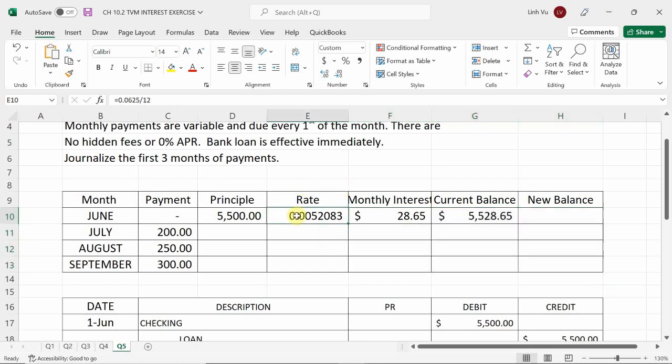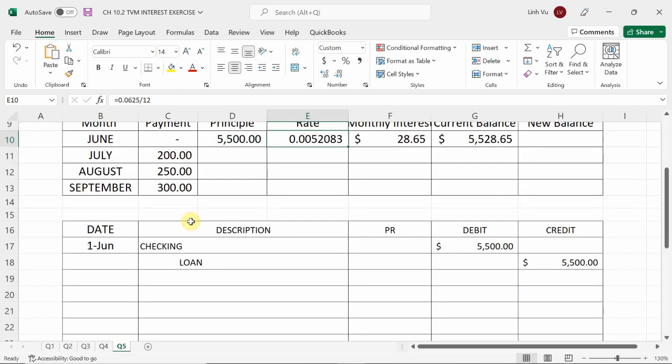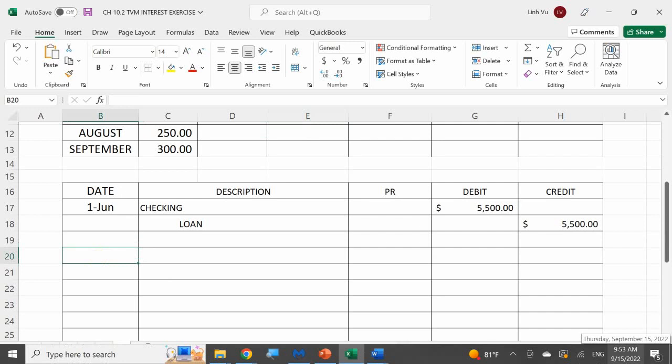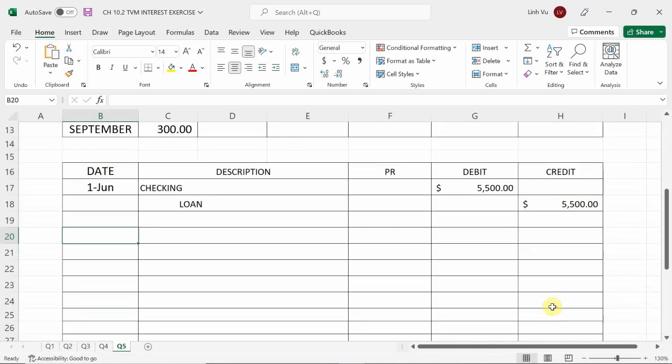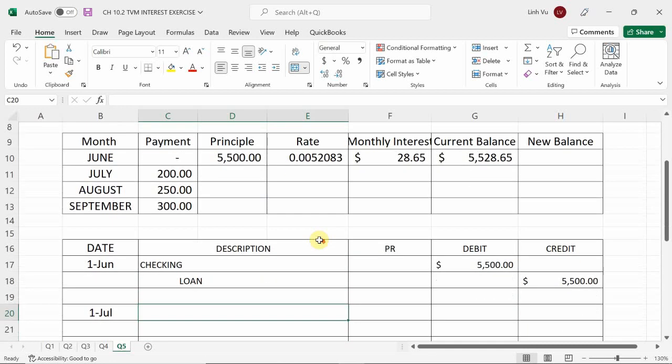So if I decide to pay on July 1st $200, how much is going to actually go towards my principal? So in this case, let's go ahead and journalize that. I'm going to make a payment as of July 1st, right? It says here that payments are made every first of the month. So if I make a payment, it's July 1st, right? I'm making a payment to my loan. Okay, so how do I record that? Payment?